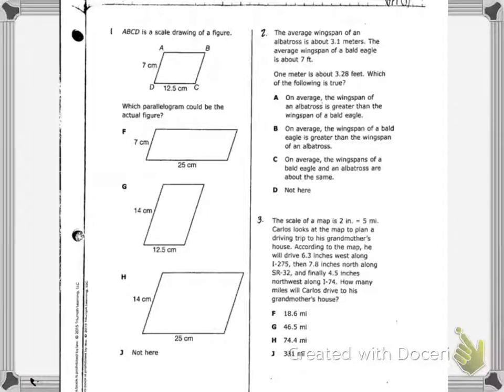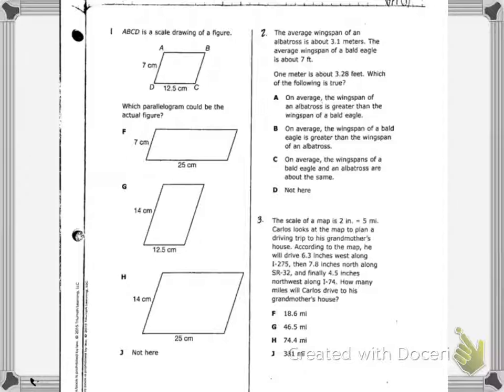All right, let's go ahead and get started with this review of the homework. Number 1, ABCD is a scale drawing of a figure. Which parallelogram could be the actual figure? Because it's a scale drawing, that means they're similar. And when they're similar, you have to check to make sure that the side lengths are proportional.